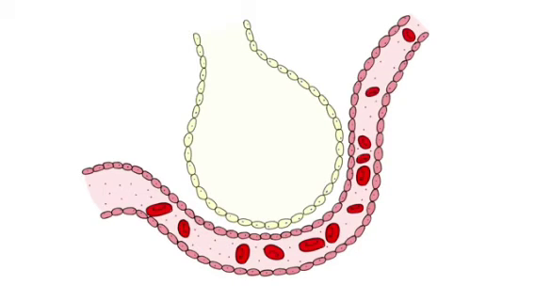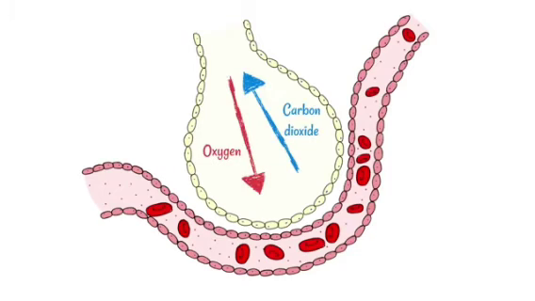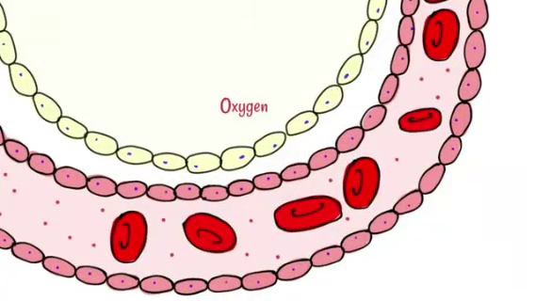Just see how thin is the lining and how the exchange of gases is taking place. The characteristic feature is diffusion of the gases from high concentration to low concentration.